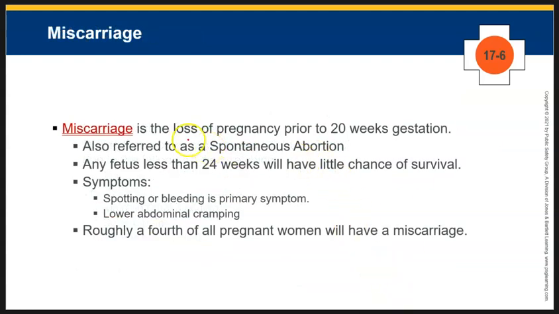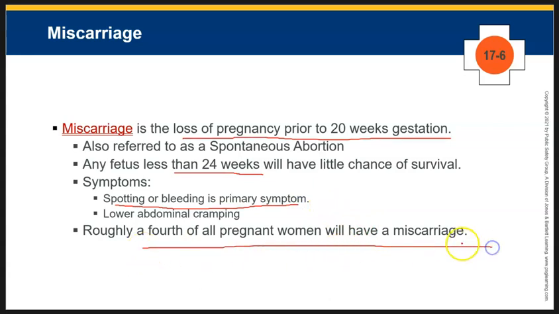Miscarriage is the loss of a pregnancy prior to 20 weeks of gestation. So we're looking at about a trimester and a half. Any fetus developmentally that is less than 24 weeks along in gestation will have little chance of survival. So we see some of the symptoms for this. Spotting or bleeding is a primary symptom, and this can happen to roughly a fourth of all pregnant women.